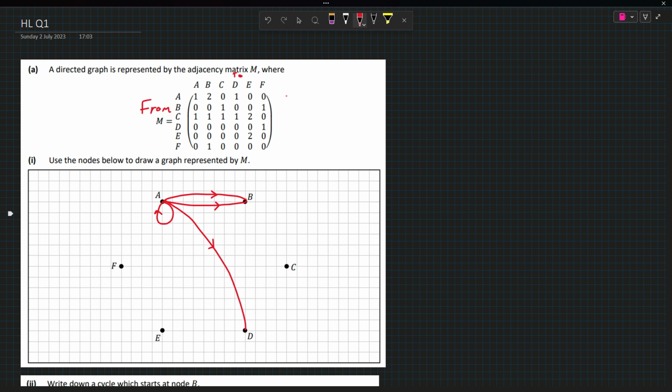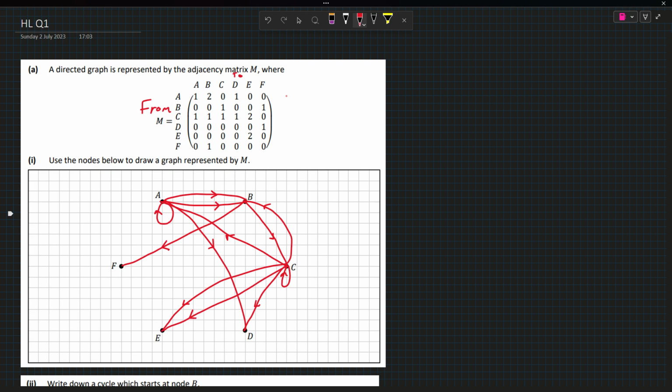Now, B is connected to C, and it is also connected to F. So B goes to F as well. Now, C is connected to A, B itself and D, so we're just going to do that. It connects to A, connects to B, connects to itself, and also connects to D. It connects to E twice. So it goes here once, and then twice, and nothing to F.